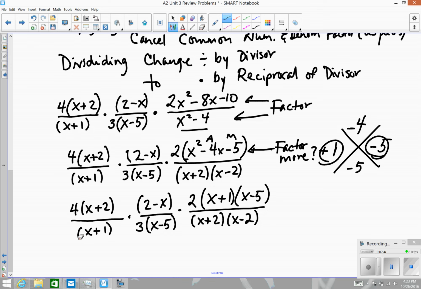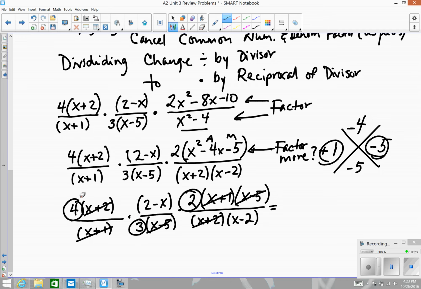So it looks like I've got an x plus 1 here and here. I've got, let's see, an x plus 2. I've got an x minus 5. Nothing else that is exactly the same. I do have some constants here that I want to make sure that I don't lose in all of this. So I'm just going to circle them and write what I have left now.